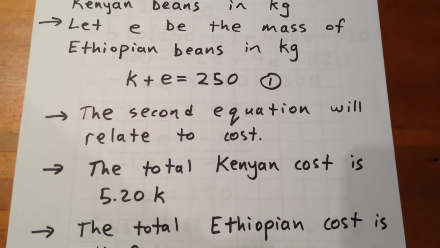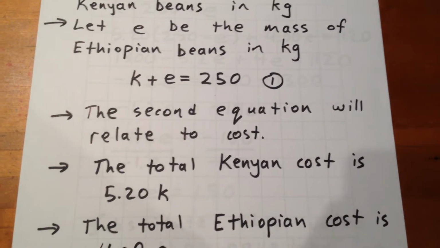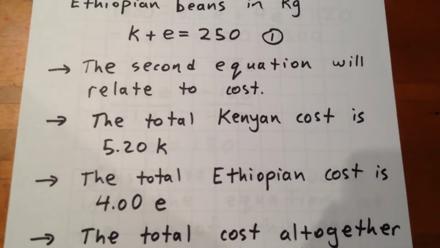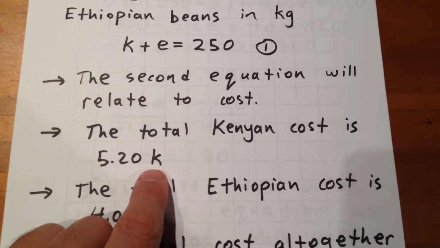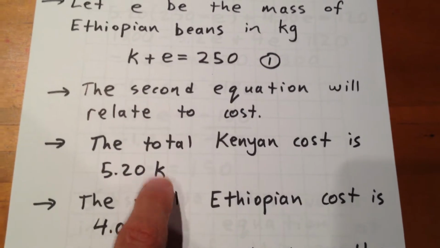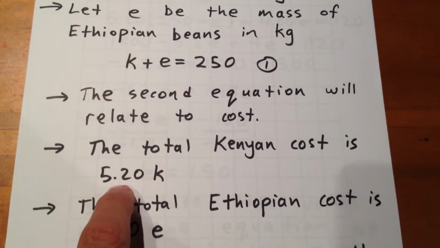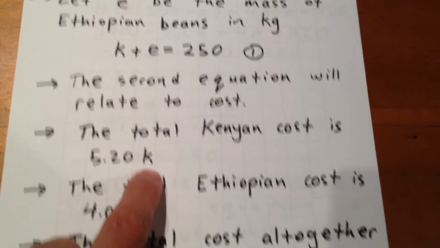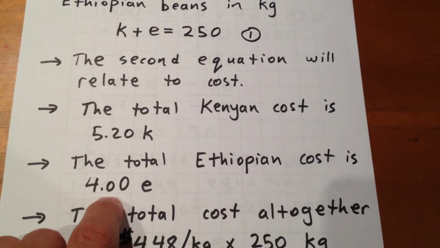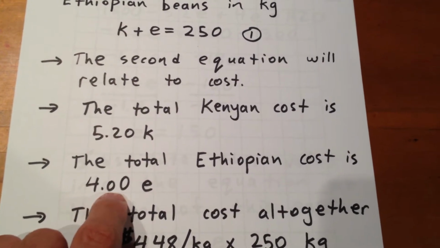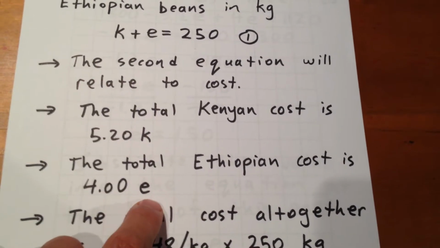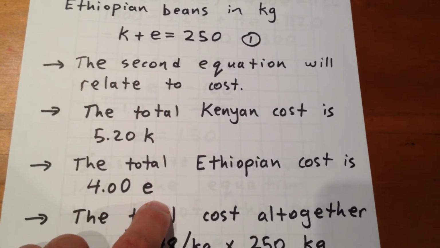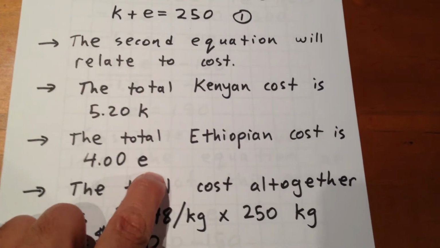The second one is related to cost, because the other variable that we talked about a lot in that question is cost. Now we know that there are K kilograms of Kenyan, and it's $5.20 per kilogram. So the cost will be 5.20 K. Similarly, we know that the Ethiopian beans are $4 per kilogram, and there are E kilograms, so it's 4.00 times E. That will be the Ethiopian cost.